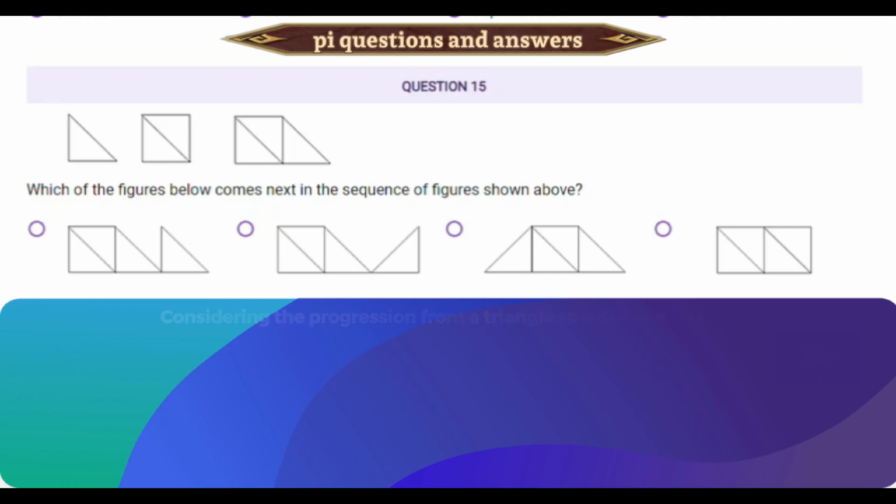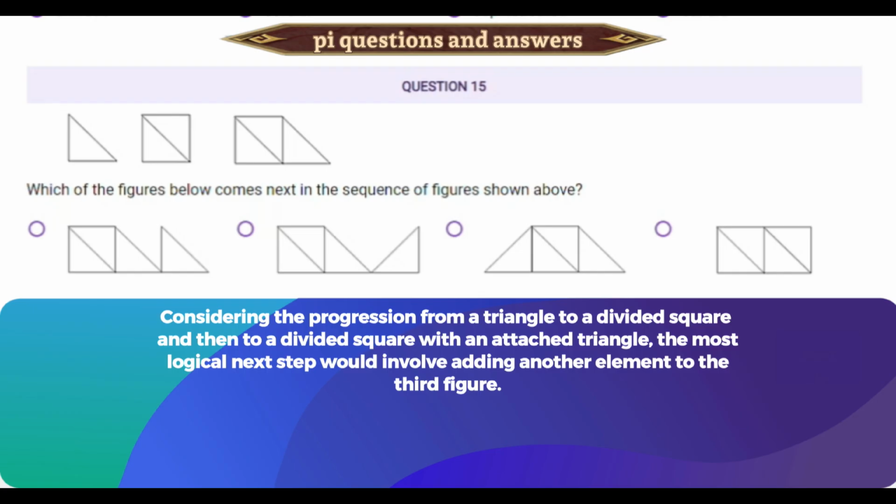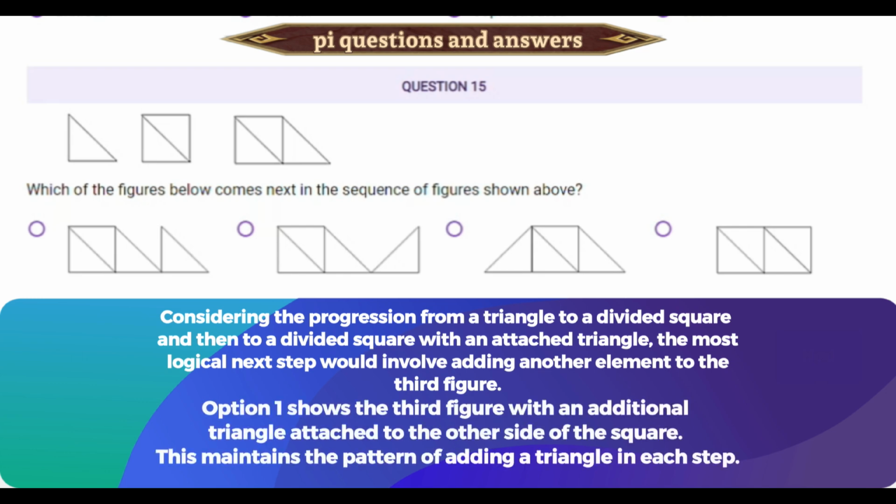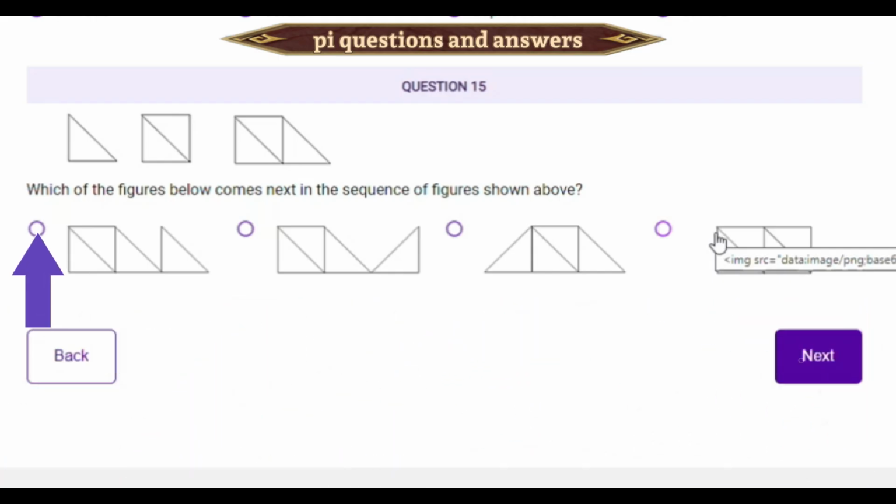Considering the progression from a triangle to a divided square, and then to a divided square with an attached triangle, the most logical next step would involve adding another element to the third figure. Option 1 shows the third figure with an additional triangle attached to the other side of the square. This maintains the pattern of adding a triangle in each step. Answer: the figure that comes next in the sequence is the one shown in option 1.